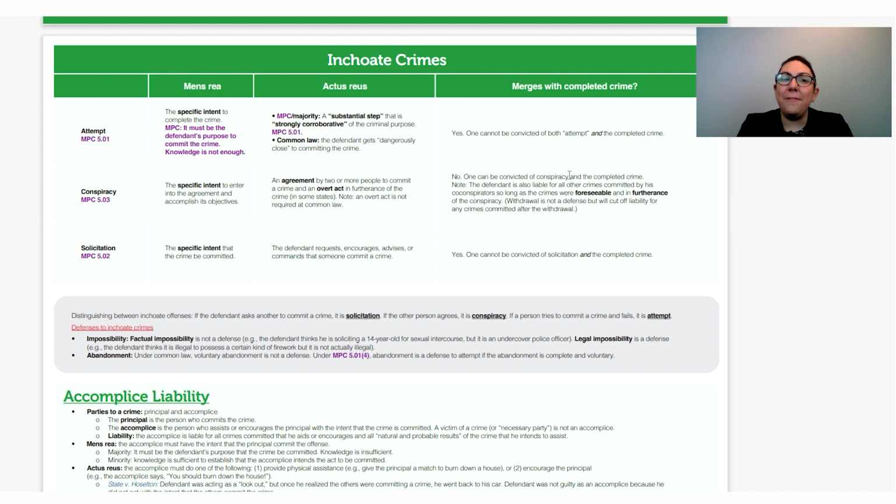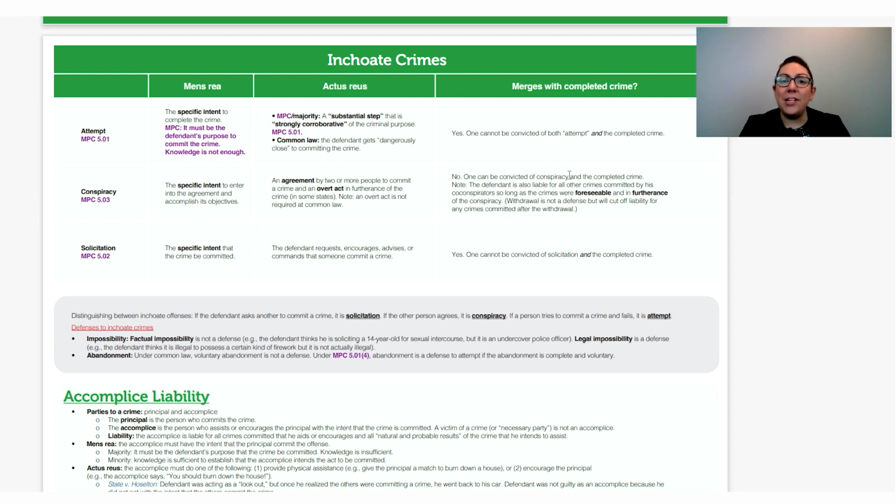The third inchoate offense is solicitation. And you can think of solicitation as being like the first half of a conspiracy. So when I go to my friend and I say, hey, would you like to help me rob a bank? I am soliciting my friend to help me rob the bank. So even if my friend says no, even if my friend never responds, the fact that I asked my friend to commit the crime is a solicitation.